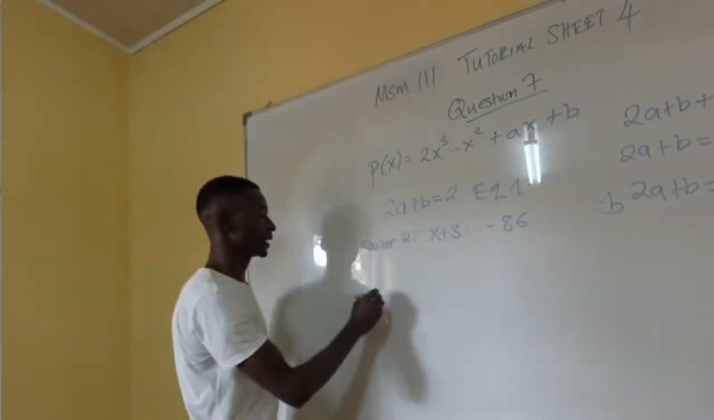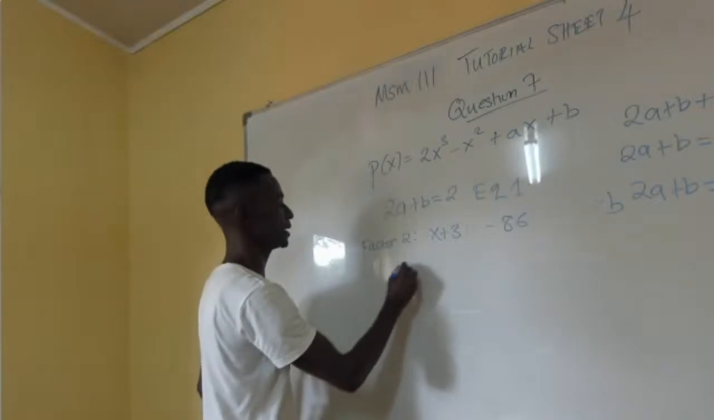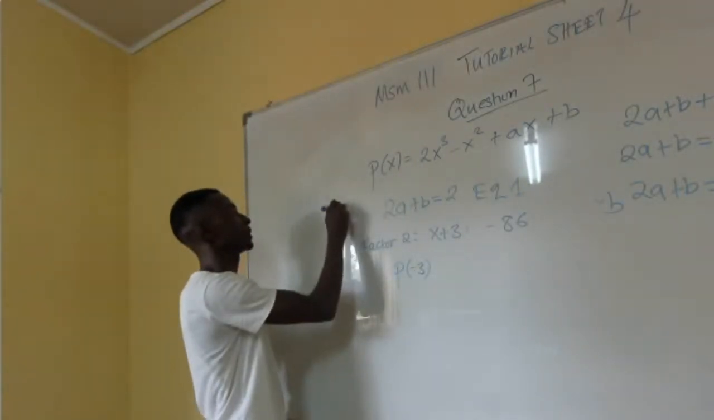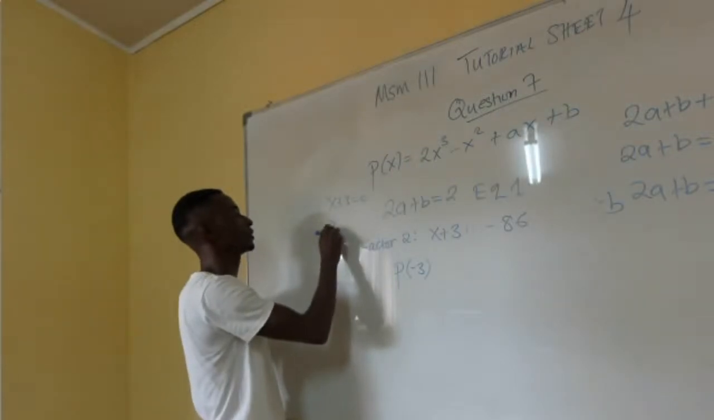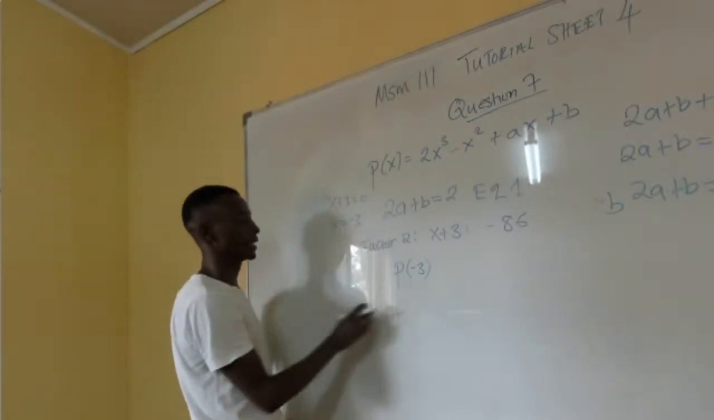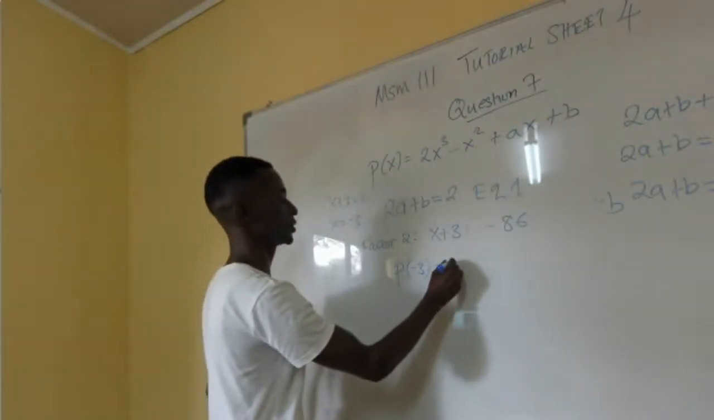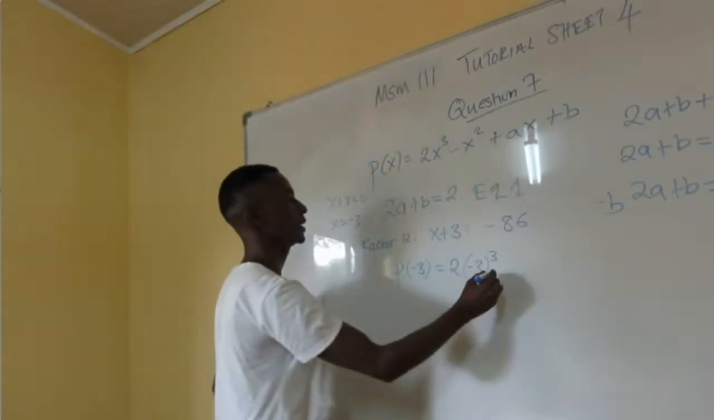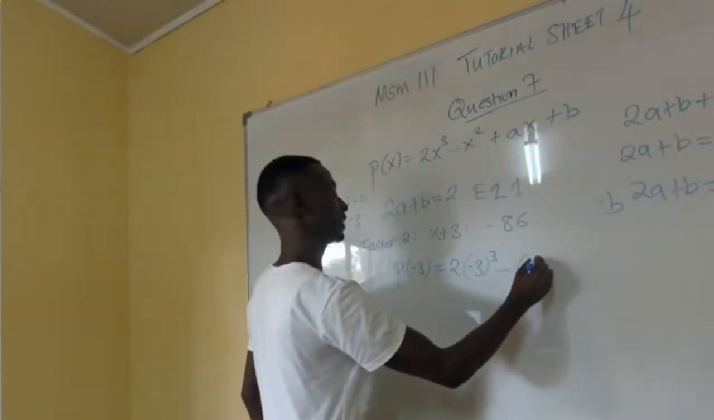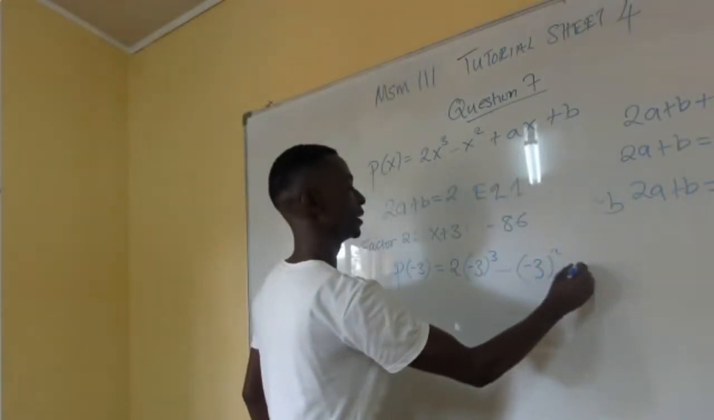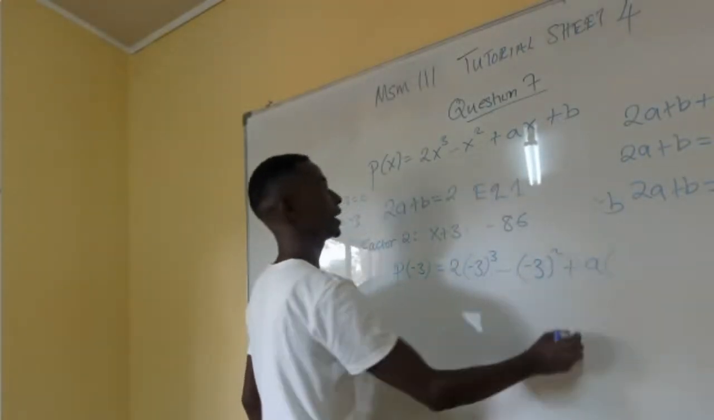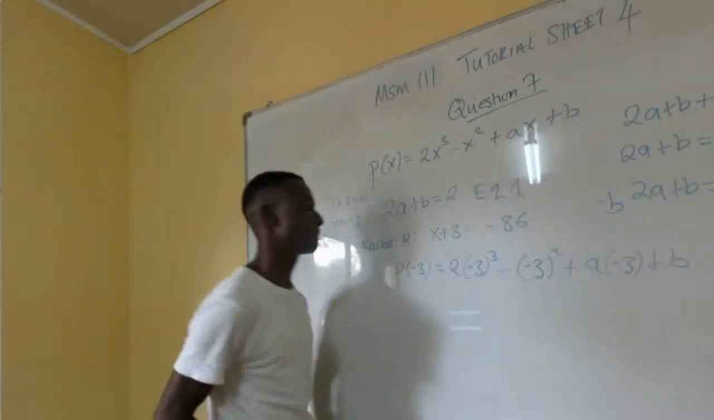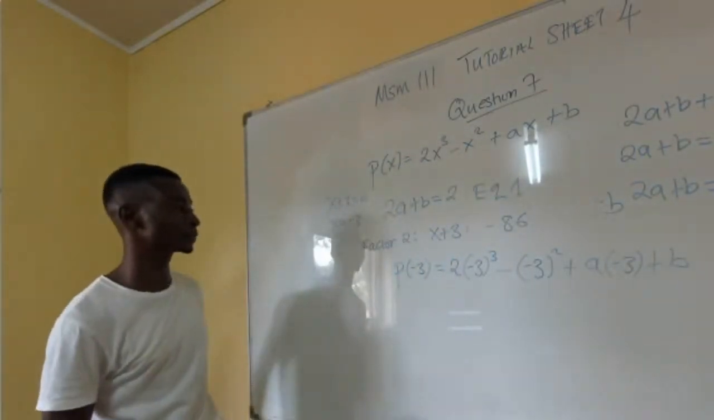So now let's solve that one. We solve the equation. If you say x plus 3 equal to 0, meaning your value of x is negative 3. So p of negative 3 equals 2 multiplied by open brackets, negative 3 to the power 3, minus negative 3 to the power 2, plus a multiplied by negative 3 plus b. So that's what we're getting.